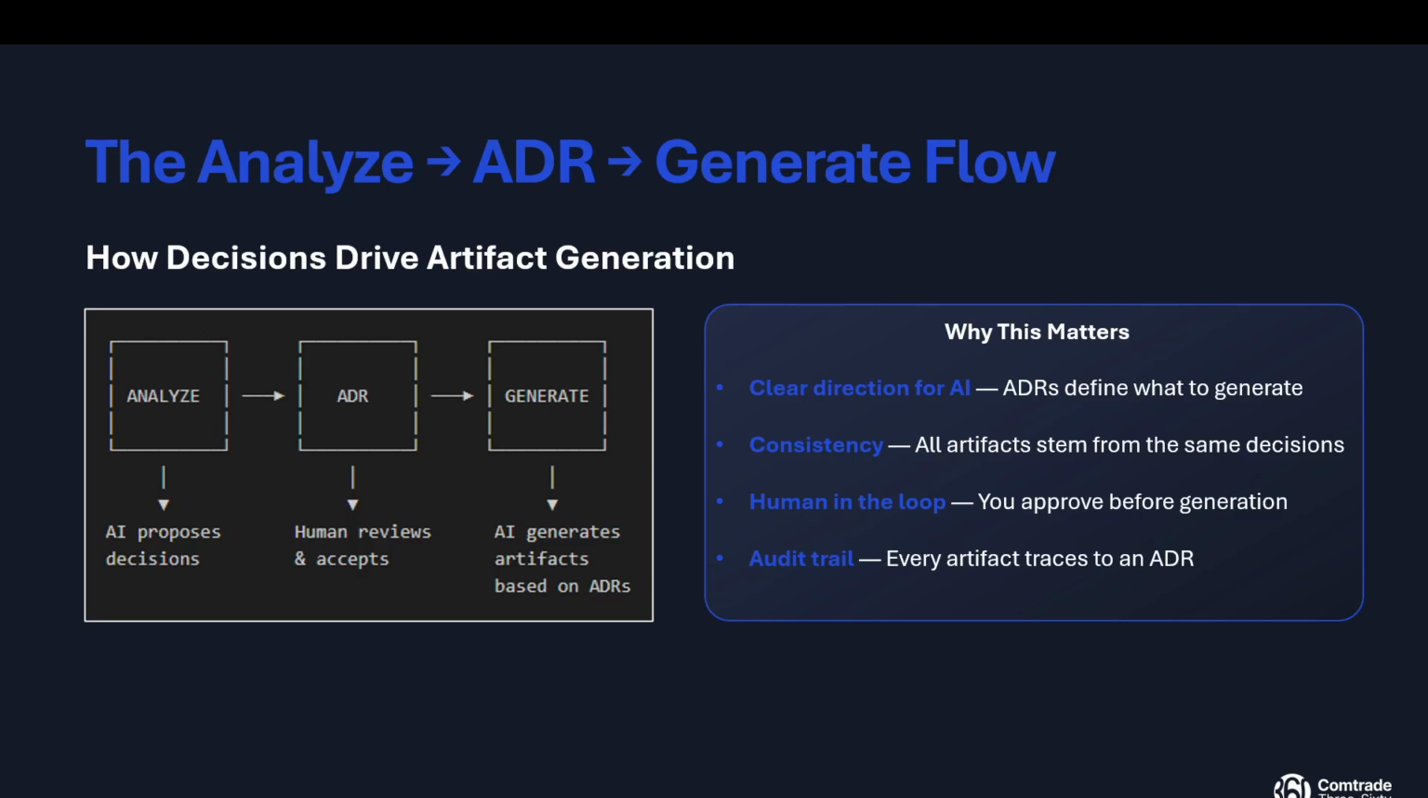Let me now explain the Analyze, ADR, and Generate flow in more detail, because this is what makes ArchFlow different from just asking an AI to generate architecture for you, and how it solves the context management problem. Even with breaking the architecture workflow into phases, each phase is still large. There are many decisions to be made, many artifacts to generate.